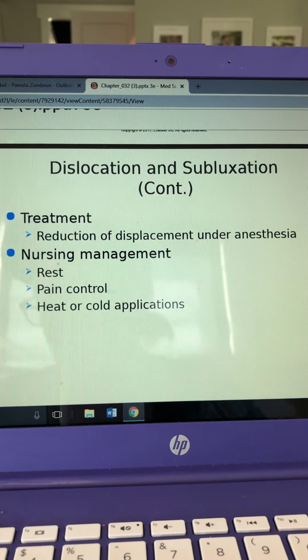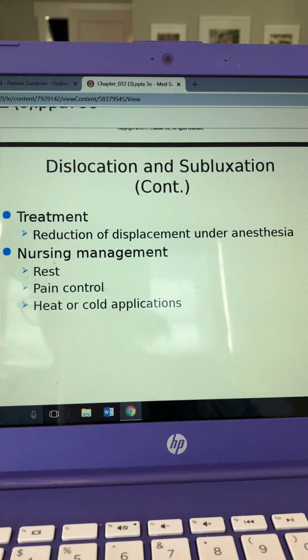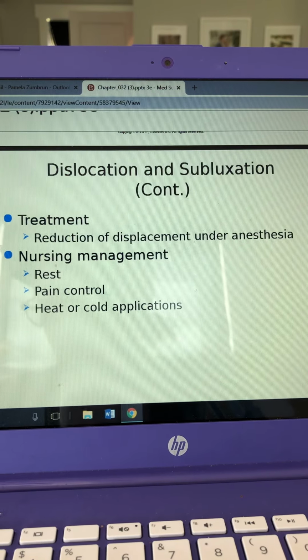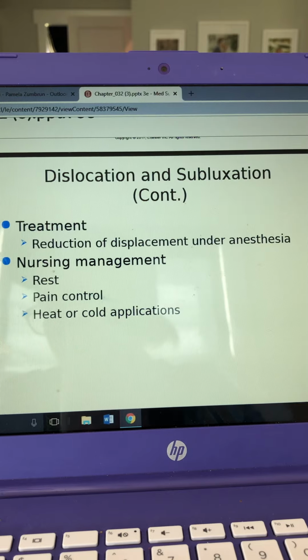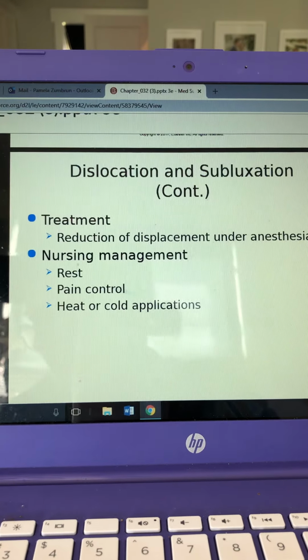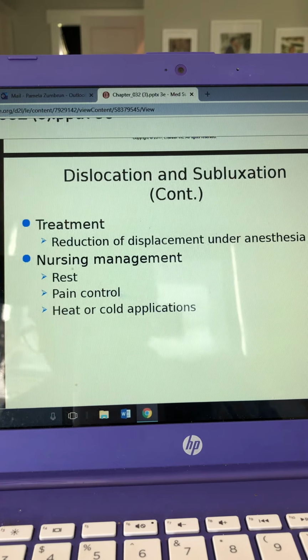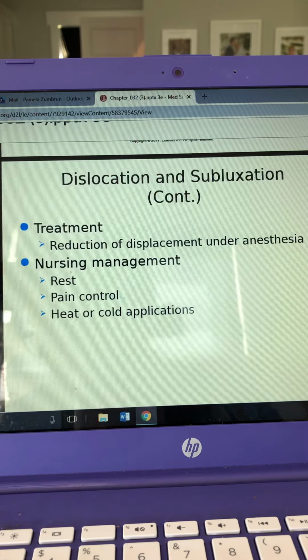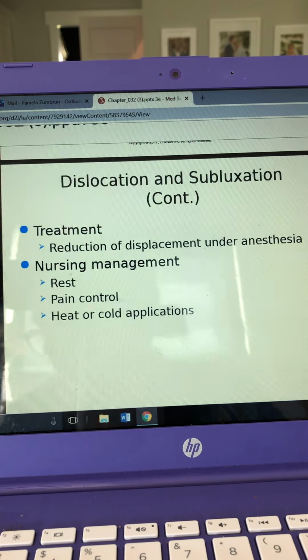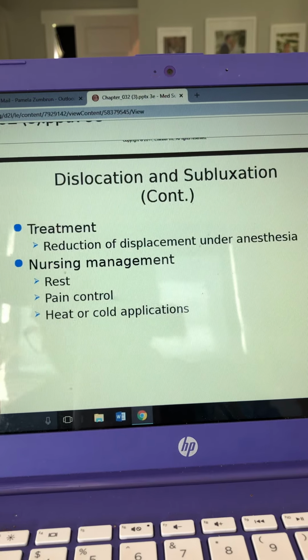Treatment for this: stabilization, rest, also checking, as we said before, the color of the distal appendages and checking for swelling as well. Nursing management is aimed at pain control and encouraging rest of the affected part. Heat or cold applications may be ordered.